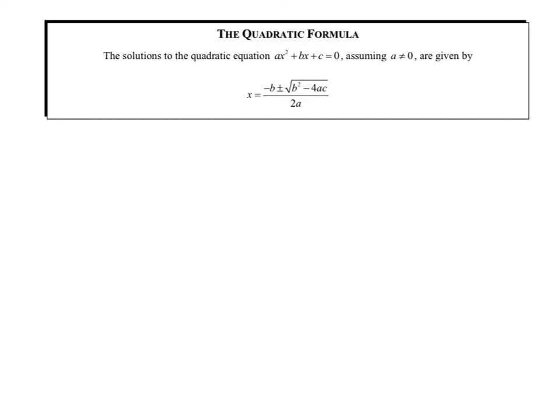The quadratic formula is one of our favorite formulas, and here's what it looks like. So, and this should be in your notebook, nicely boxed in, nice and neat. We're going to use this a million times this year. The solutions to the quadratic equation, ax squared plus bx plus c equals 0, assuming a does not equal 0, are given by, here it is, x equals negative b plus or minus the square root of b squared minus 4ac divided by 2a.